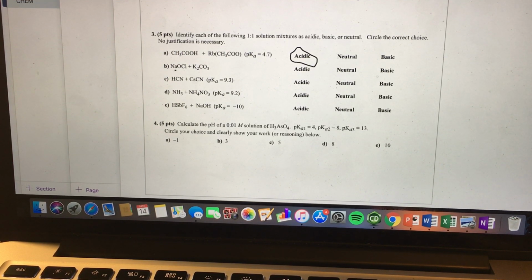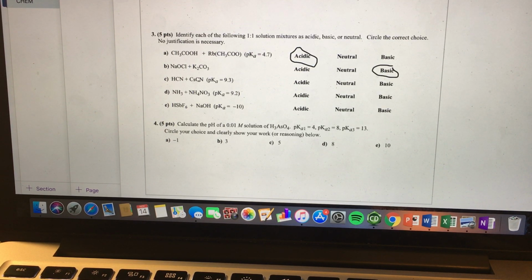Next, we have NaOCl. This breaks apart into Na plus and OCl minus. Na plus is a do-nothing cation. OCl minus is going to act as a weak base. This breaks apart into K plus and CO3 2 minus. K plus is a do-nothing cation. CO3 2 minus is going to act as a weak base. So this is going to be a basic solution.